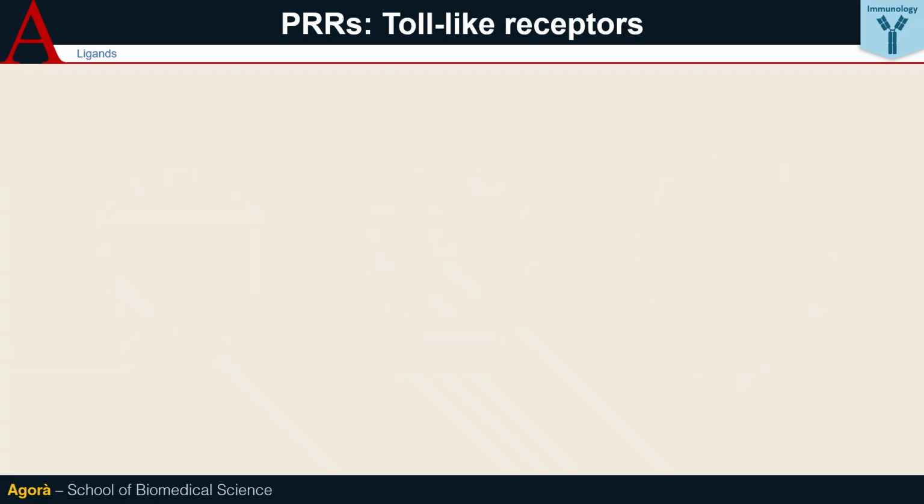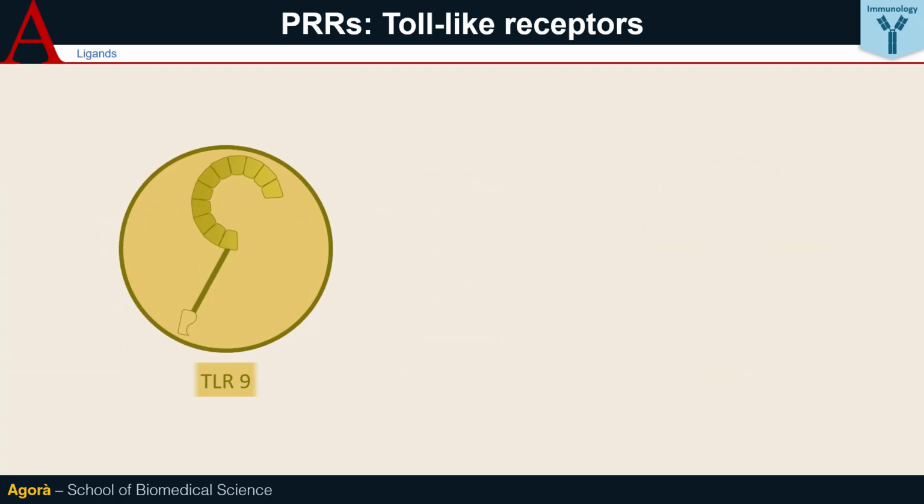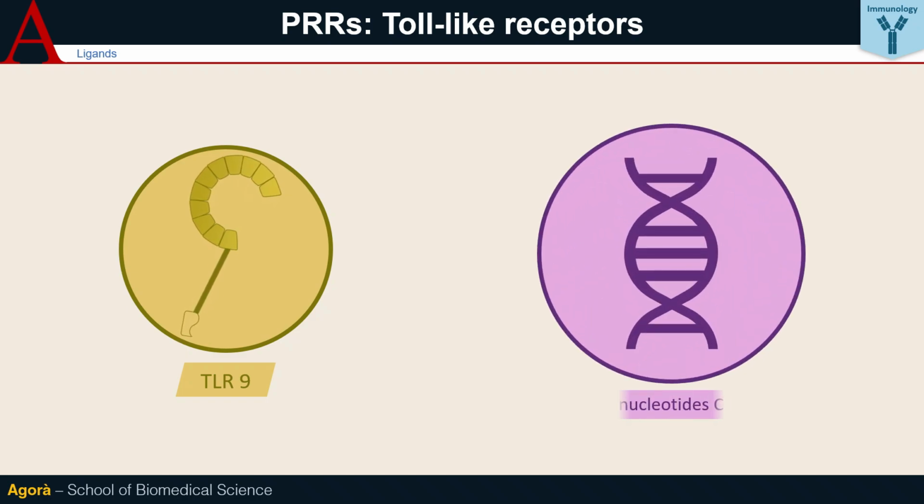Finally, TLR9 binds unmethylated CpG dinucleotides, which are characteristic of the genomes of many bacteria and viruses. In eukaryotic cells, CpG dinucleotides, also called CpG islands, attract DNA methyltransferases that add several methyl groups to cytosines. This process is absent in prokaryotic cells.